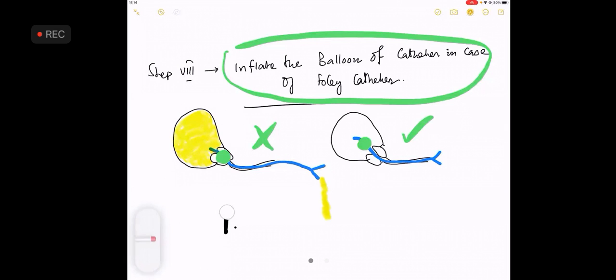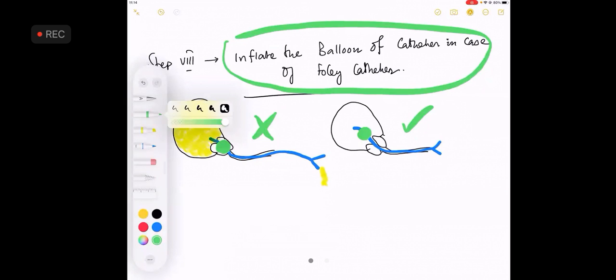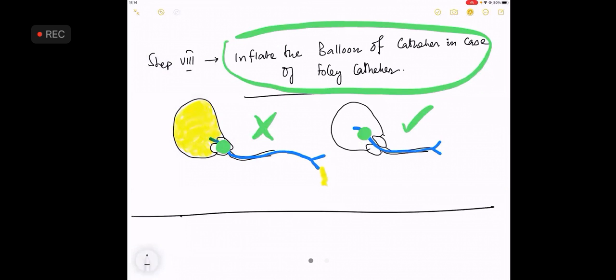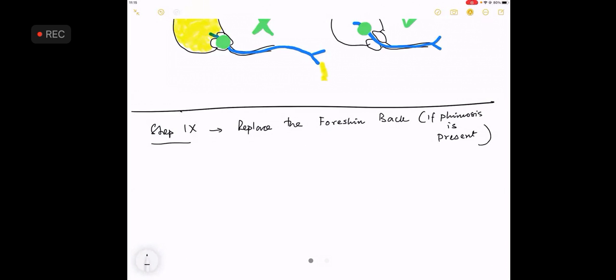If you have any doubts, we shall again have that at the end of the class. Chalo. The last of the steps. Step 9 is to replace the foreskin back if the patient has a phimosis. If the patient has a phimosis, you are required to place the foreskin back.